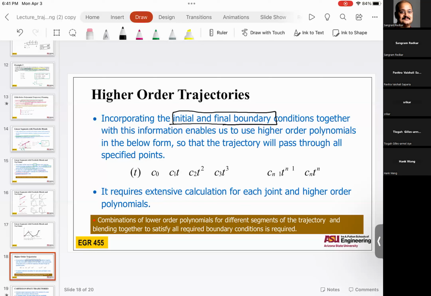So ultra fine motions are needed, and they use piezoelectric stages to achieve these ultra fine motions. So basically you will have to perform a lot more calculation at each joint for this higher order polynomial.